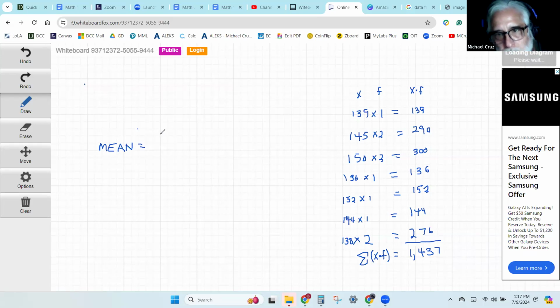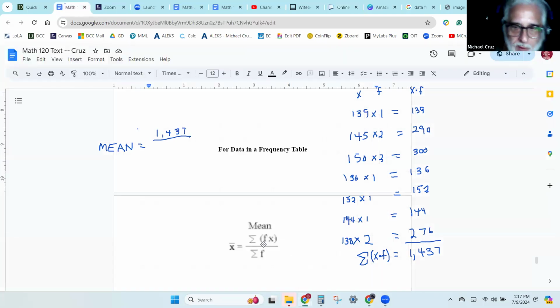The mean is equal to 1,437 divided by the sum of the frequencies. So remember, this is what I'm doing. I'm doing the sum of F times X, which is what that is up there.